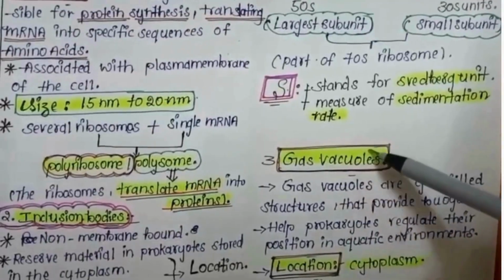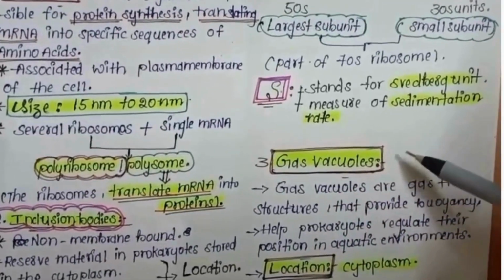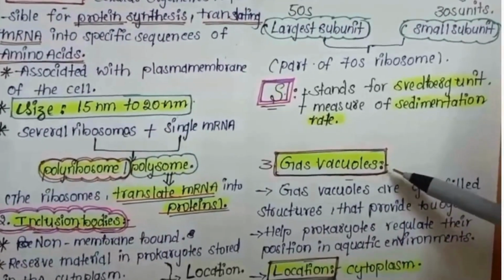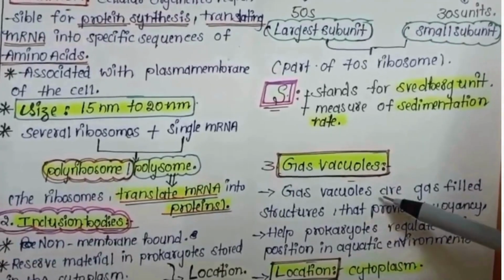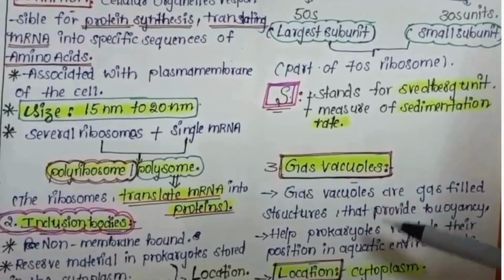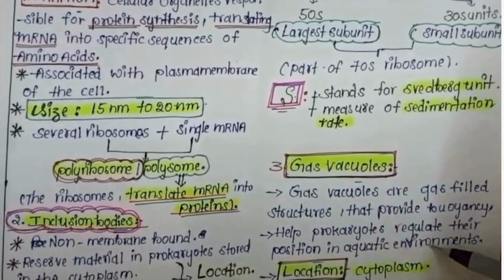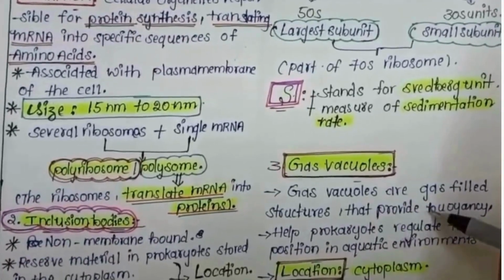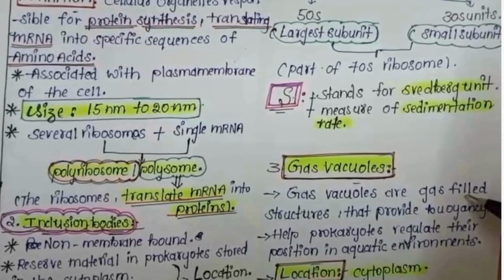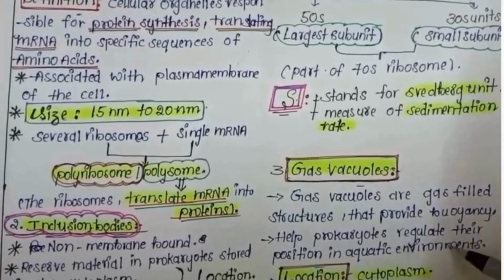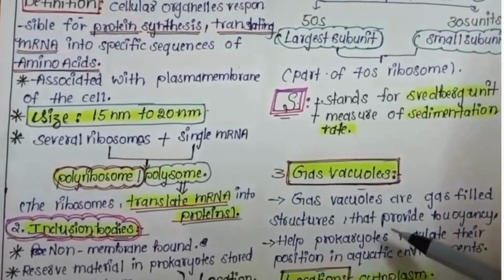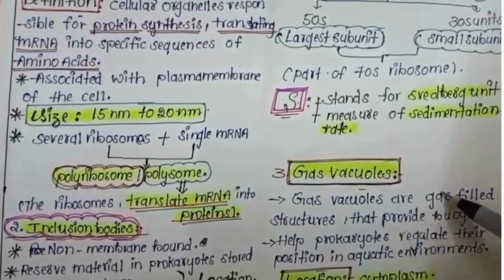Coming to the gas vacuoles, these are gas-filled structures which help the prokaryotic bacteria to regulate their position in aquatic environments and provide buoyancy to the prokaryotic bacterial cell. They are present in the cytoplasm of the bacteria.